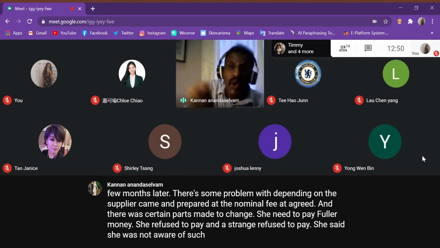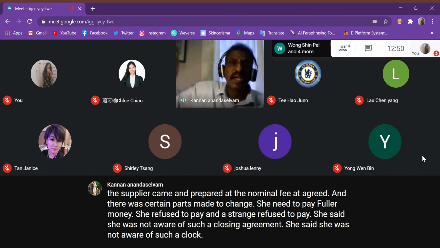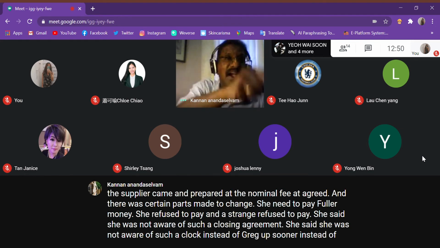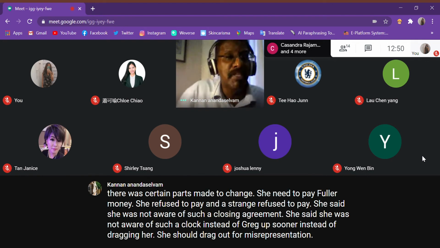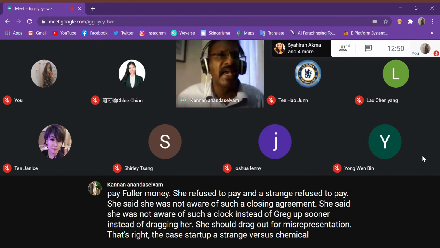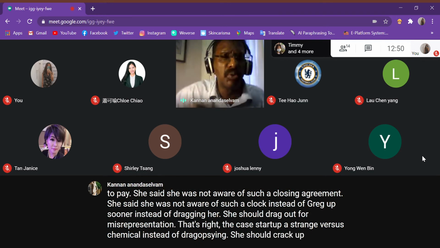Instead of Graucob suing her, she sued Graucob for misrepresentation. That's how the case started, L'Estrange versus Graucob. Misrepresentation comes under Section 18 of the Contract Act 1950. She said she was not aware, so she sued.